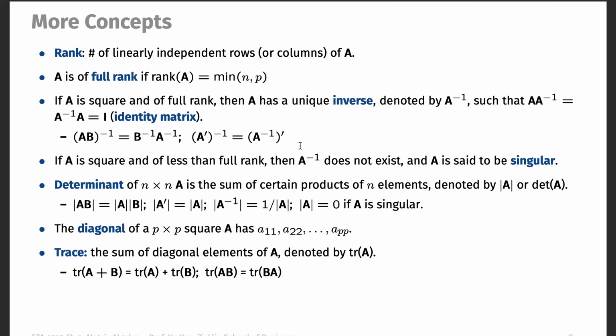Okay. So here are a couple of identities. (AB) inverse is B inverse A inverse. It operates like the transpose. (A transpose) inverse is (A inverse) transpose. And if A is square and less than full rank, then A inverse does not exist, and we call A singular.